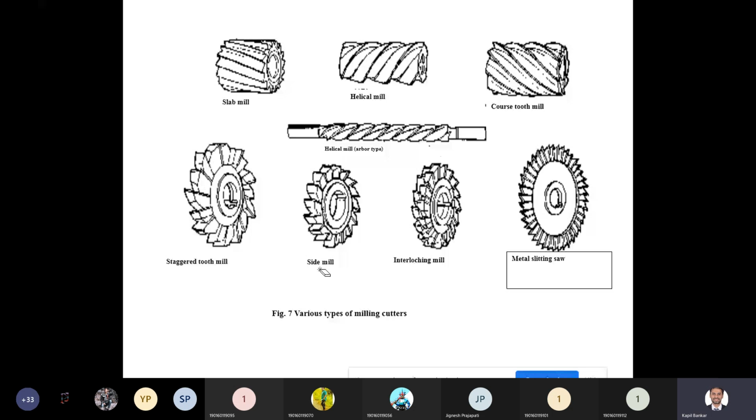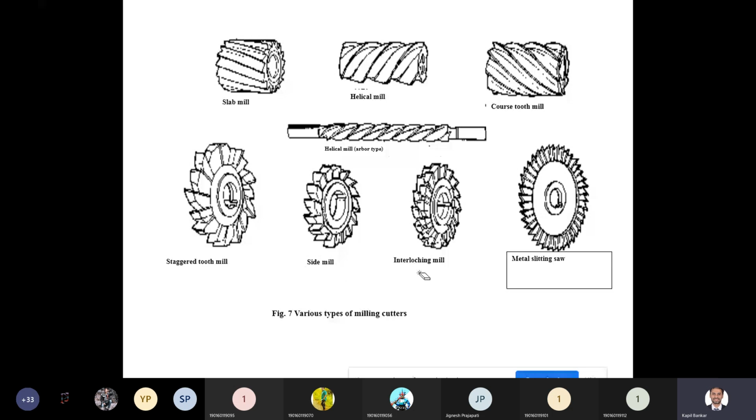This is side mill. As I told you, on the side there are cutting points or cutting edges. See, on this side cutting edges are there. Suppose on another side also cutting edges are there, and with the help of that side your metal can be removed. So that's why it is called side mill cutter.